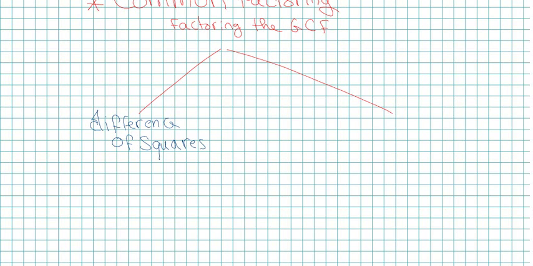Perfect square terms. What else? A minus sign between them. So I need to have two terms, right? I should have two terms. They have to be perfect squares and a minus between them, a subtraction.